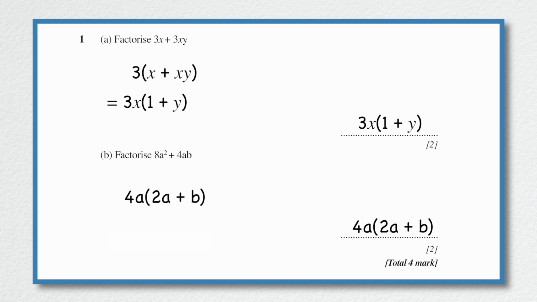If you had just divided through by 4, for example, you would have ended up with 4 open bracket 2a squared add ab close bracket. And that would give you a mark. But you wouldn't get 2 marks as you could factorise this further. So for the 2 marks, you need to have spotted 4a going into both terms.